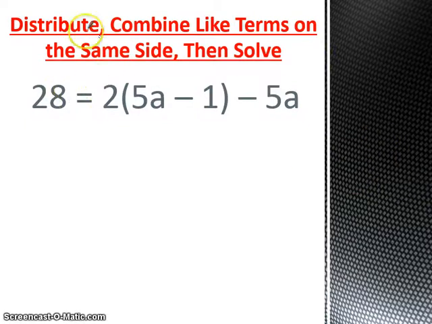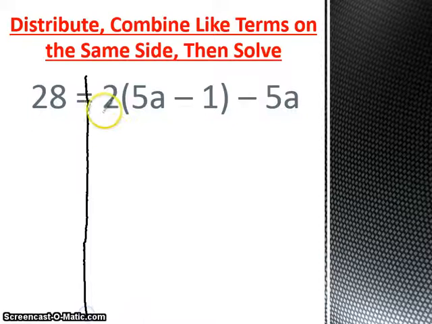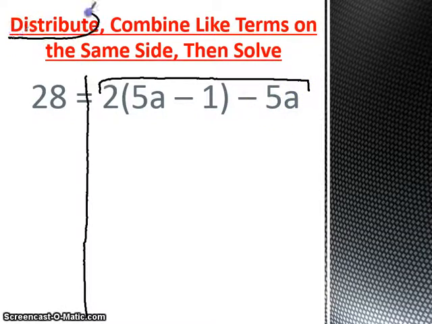Now, in all the examples I've given you so far, the algebraic term was on the left side of the equation, which is where you will see it most of the time. So in this example, I put it on the right side. Makes no difference in how you solve the problem. In this problem, we need to distribute first.